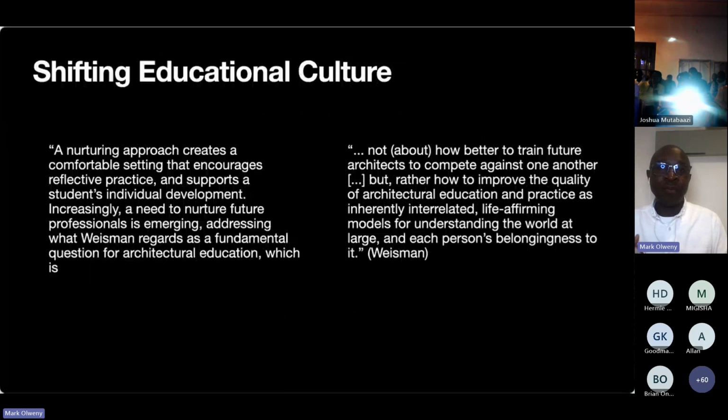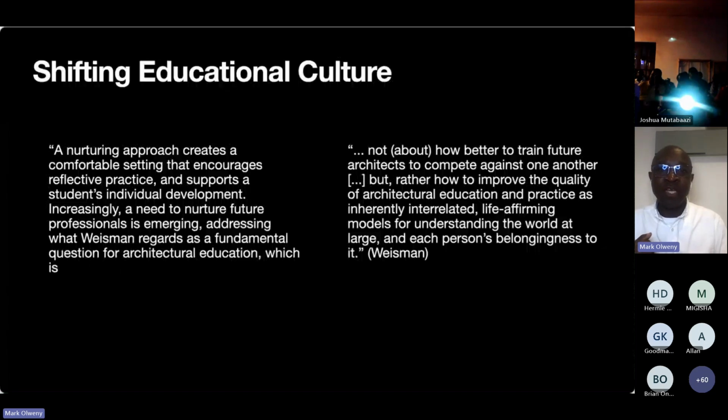So quickly to finish off, I have skipped out a couple of slides because they were related to what Hermy has already presented. But this idea of a nurturing approach is really key to some of the things that we're looking at. The fact that we're training future architects to compete in a very different field. We should not be training future architects to compete against each other, which is a bit pointless, really. It's about improving the built environment. And if you're going to improve the built environment, one of the key aspects of that is collaboration. One of the key aspects of that is understanding the world, understanding how we belong to it. And that is something that we need to start building into our courses and into our curriculum.